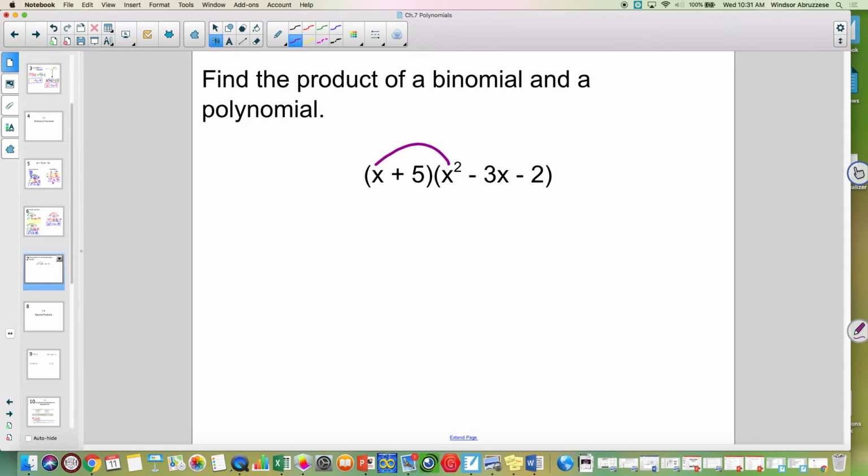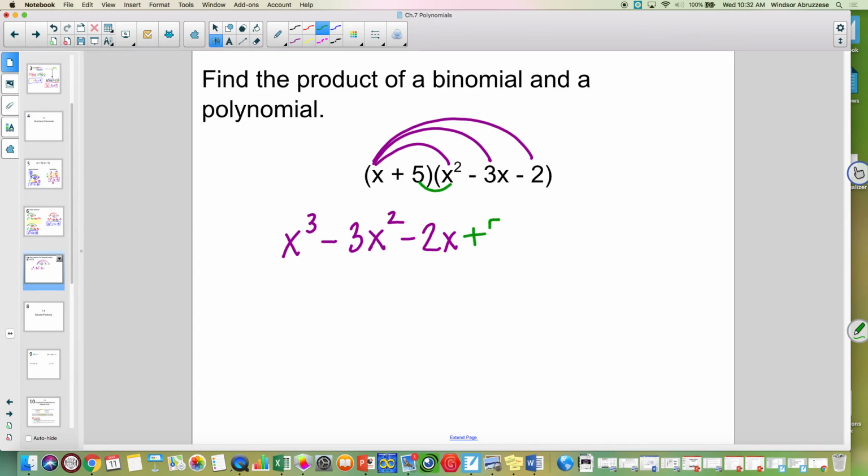X times x squared is x cubed. X times a negative 3x is negative 3x squared. And x times negative 2 is negative 2x. All right. Now I do the 5. 5 times x squared is positive 5x squared. 5 times negative 3x, negative 15x. And 5 times negative 2 is negative 10.